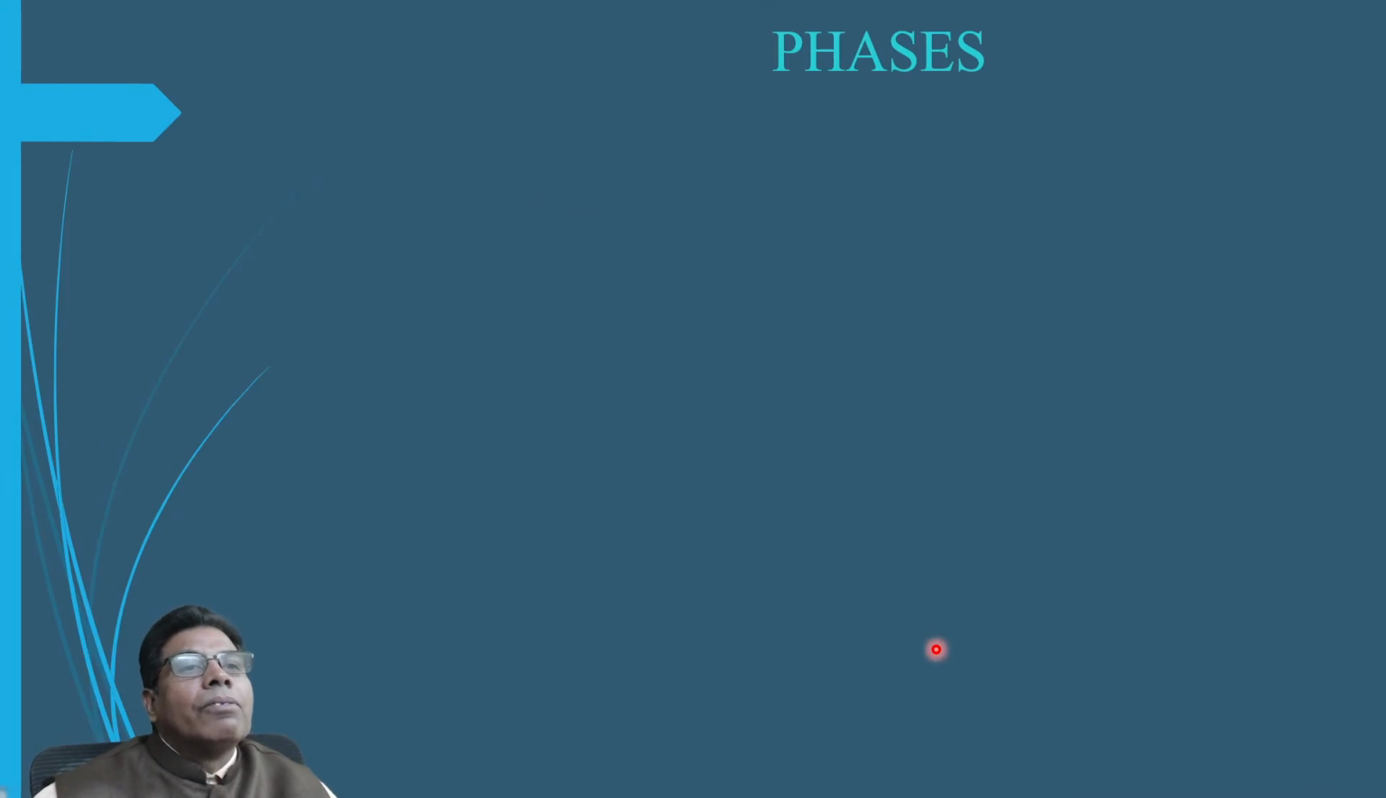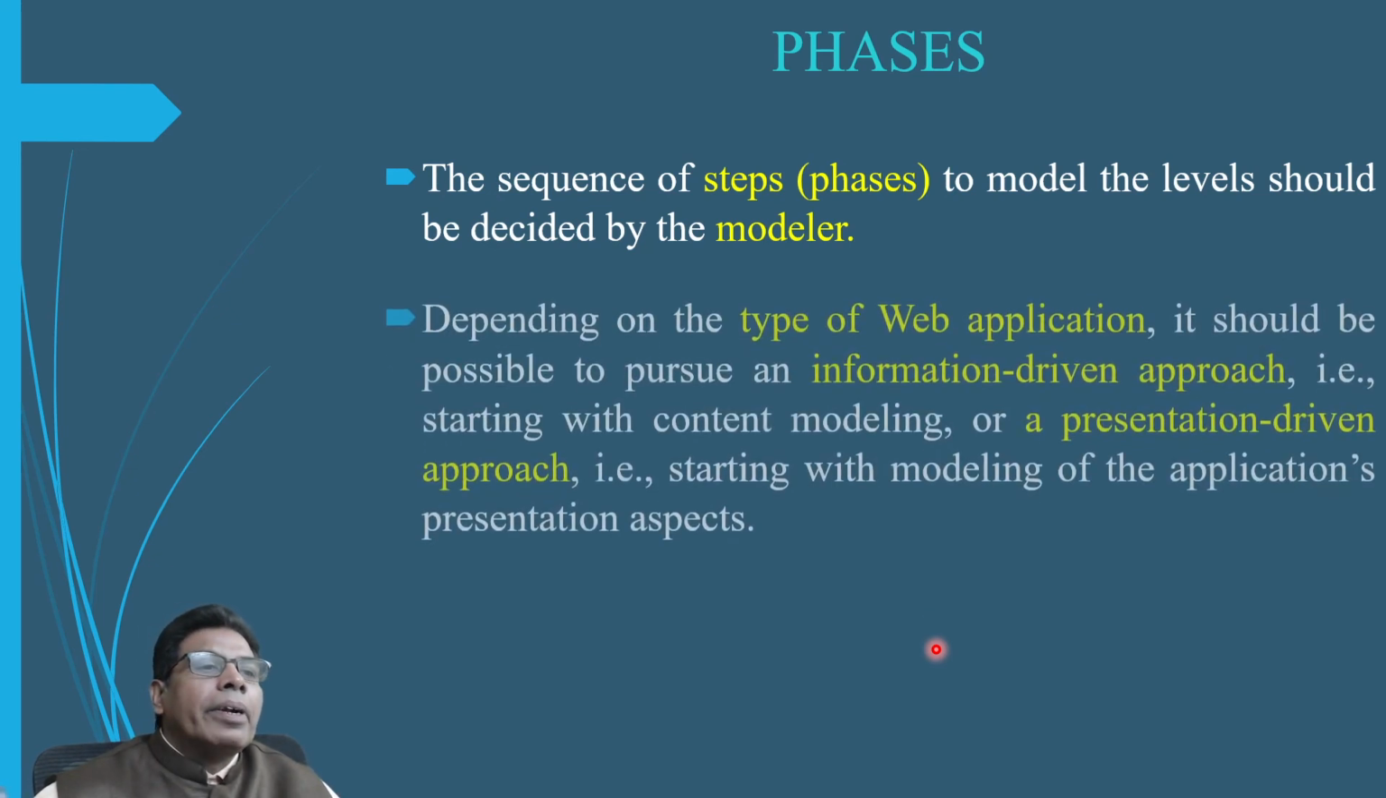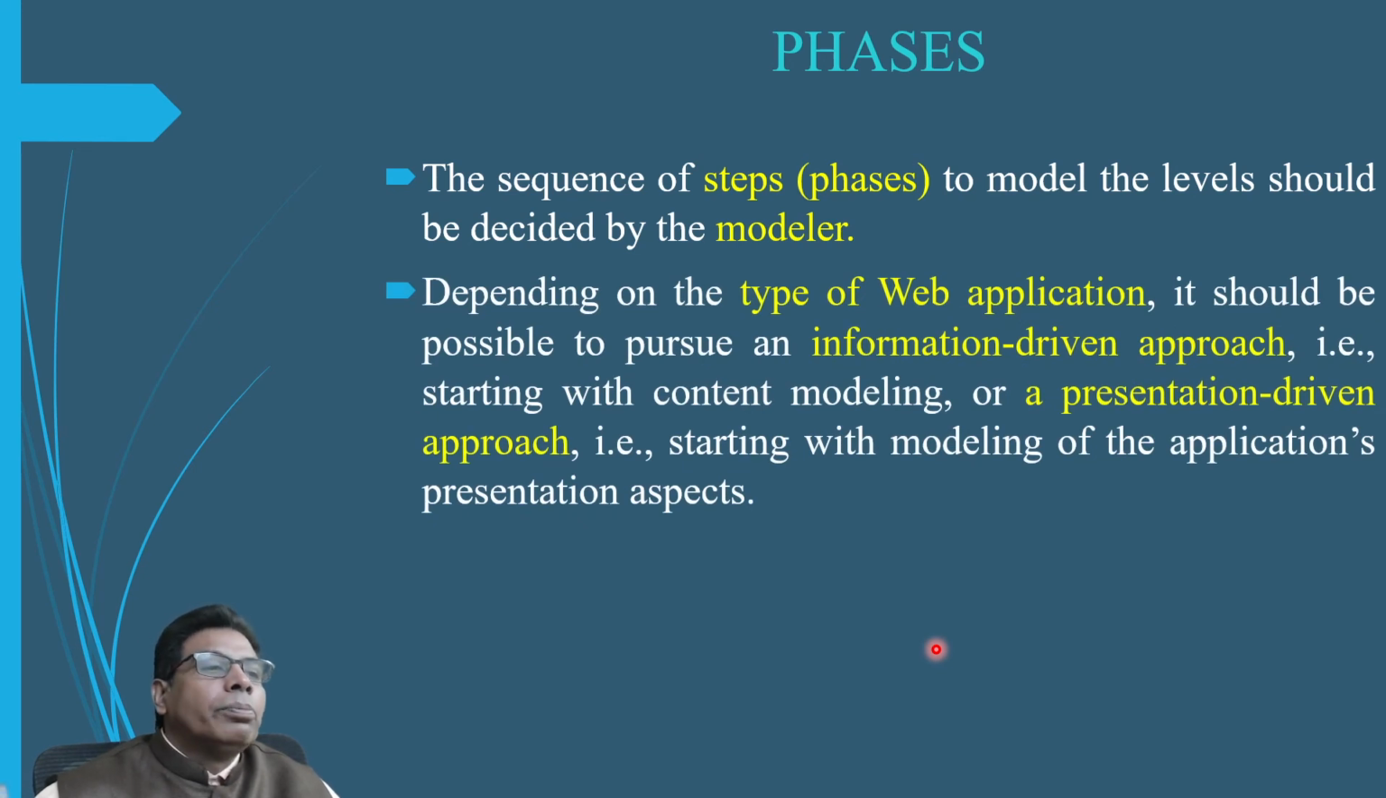Then let us go to the phases. The sequence of steps or phases to model the levels should be decided by the modeler. Depending on the type of web application, it should be possible to pursue an information driven approach, that is starting with the content modeling, or a presentation driven approach, that is starting with the modeling of the application presentation. So we have different approaches. We can go with the information driven approach or with the presentation driven one.